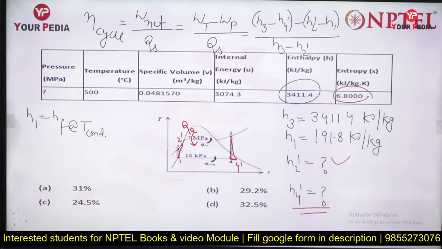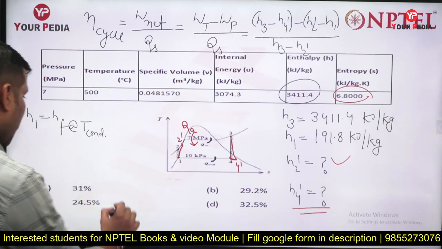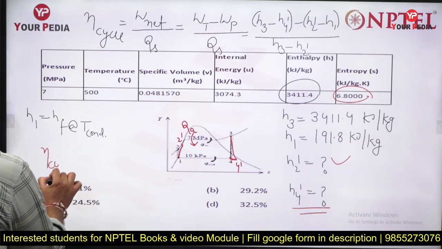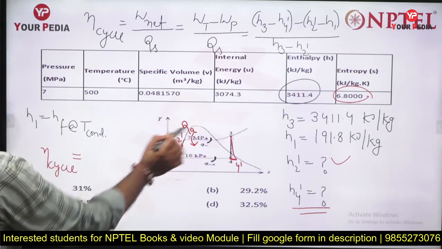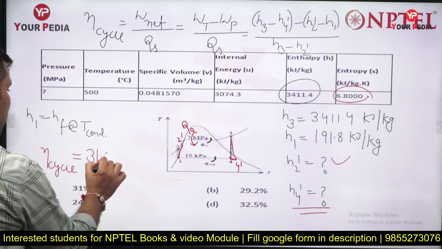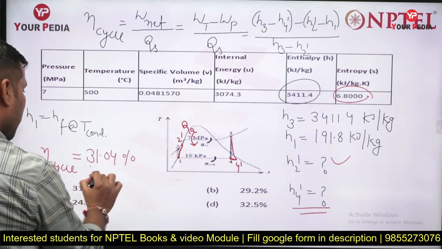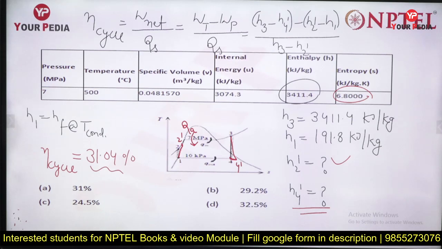So guys, if you put all the values, you are going to get the cycle efficiency close to 31.04%. Close to this efficiency you are going to get. That's why we can go with Option A as the right answer. Option A will be the right answer for this question.